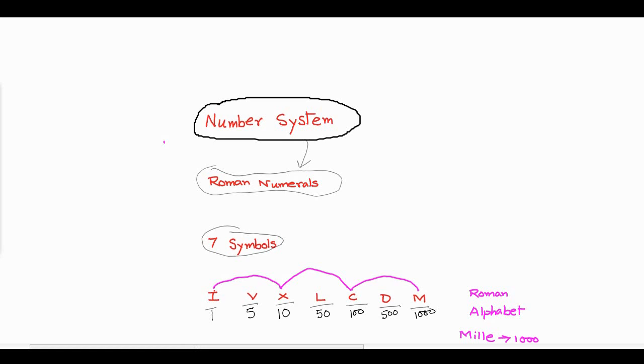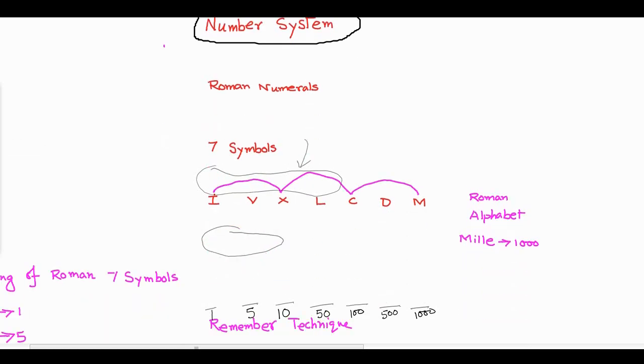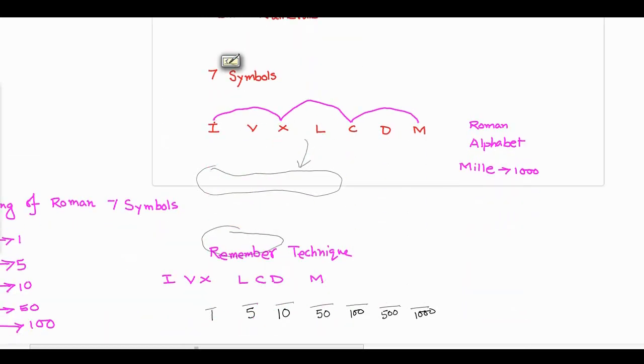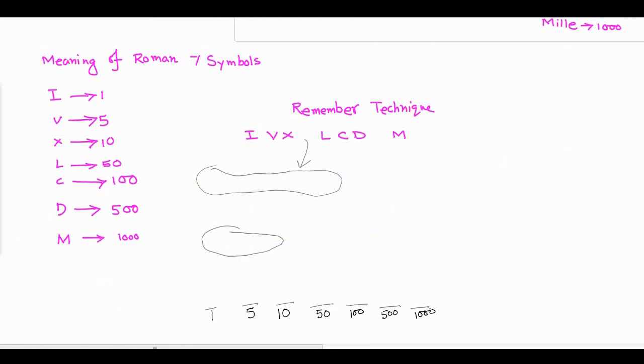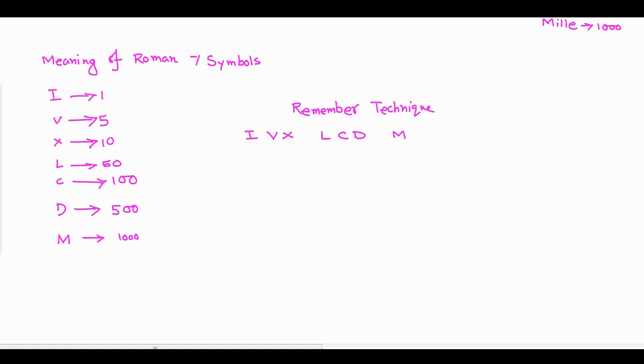In Roman numerals, 7 symbols are there, and those symbols are I, V, X, L, C, D, M. Here a few simple tricks are there. With the help of this trick, we can remember the 7 Roman symbols. So the symbols are I, V, X, L, C, D, M.